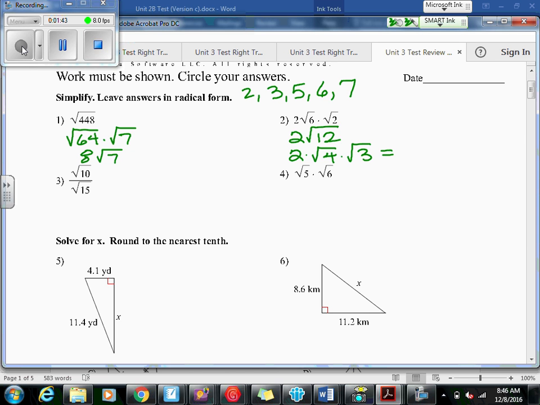Now that can be simplified some more. The square root of 4 is 2, so you're going to have 2 times 2, because this second 2 right here comes from this square root of 4 over here, times the square root of 3. If you multiply this, your final answer will be 4, because 2 times 2 is 4, times the square root of 3.